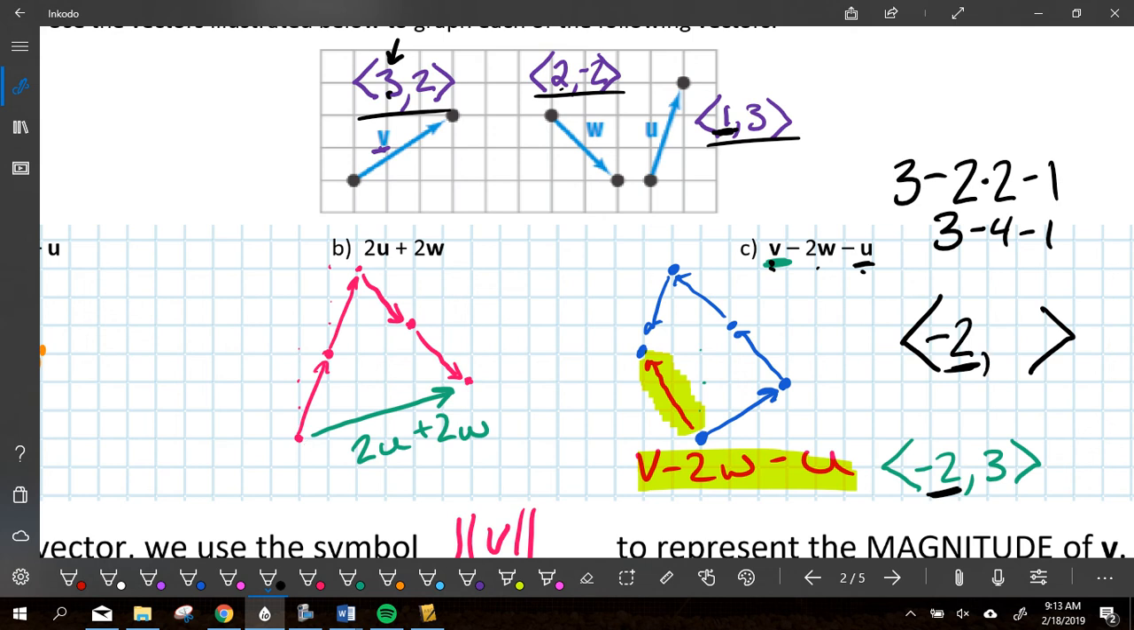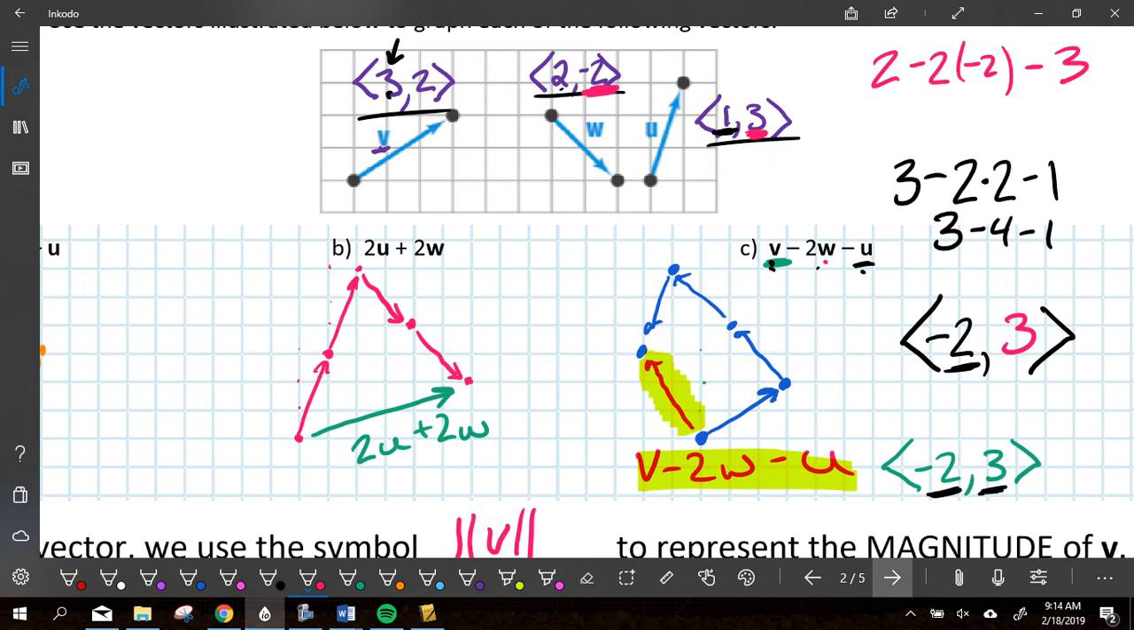I could do the same thing for my y. I know the answer is going to be 3. We drew it out, but if we didn't believe it, we could write it out as well. For the y values, I'd start off with the 2, minus 2 times the w value, which is negative 2, minus my u value, which is 3. 2 plus 4 minus 3 gets me 3. Yep, it matches up. That's all we're doing with vector addition. Questions there? You guys are quiet today.